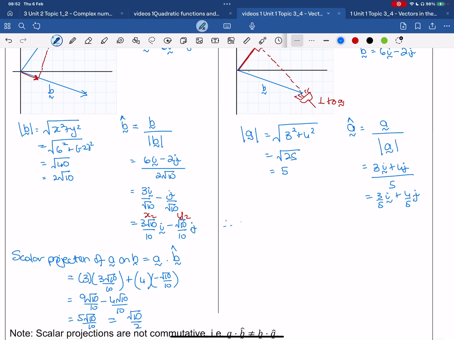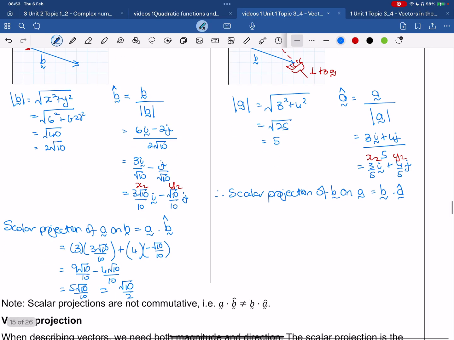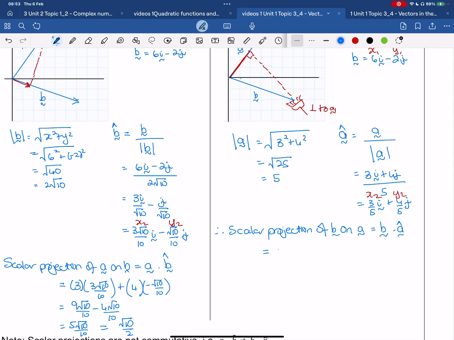And therefore, our scalar projection of B on A is now going to have to be B dotted with the unit vector in the direction of A. So that means that my x1, y1 becomes my B, and my x2, y2 is my unit vector A. So that will be 6 times 3/5 plus negative 2 times 4/5, and that's 18/5 minus 8/5, which is 10/5, which is equal to 2.